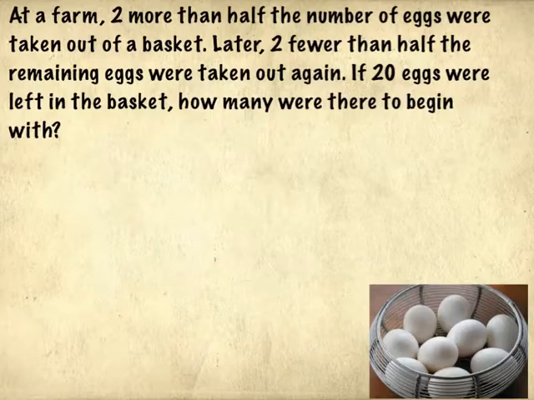So here's another problem. At a farm, 2 more than half the number of eggs were taken out of a basket. Later, 2 fewer than half the remaining eggs were taken out again. If 20 eggs were left in the basket, how many were there to begin with? Go ahead and pause the video here and give this problem a try, and when you come back, I'll have the answer for you.